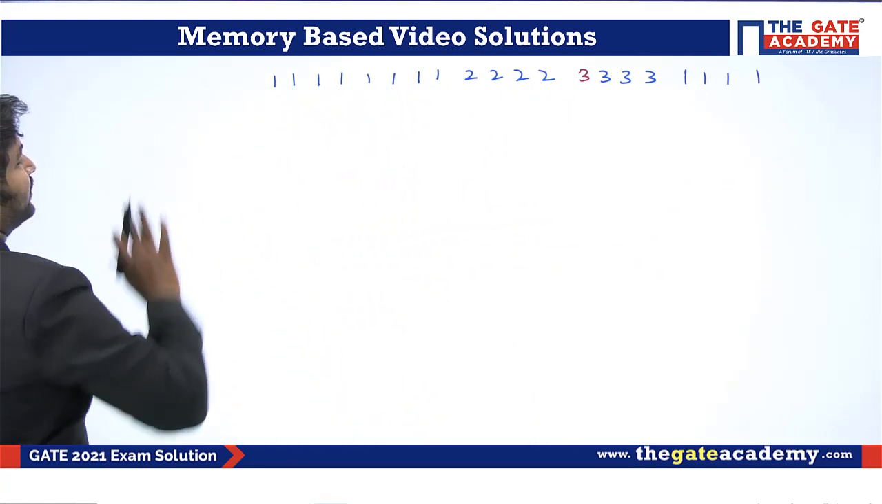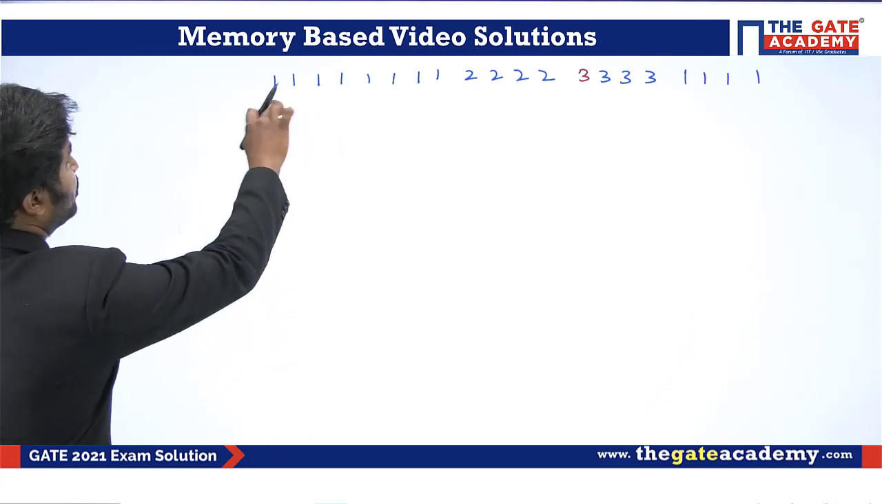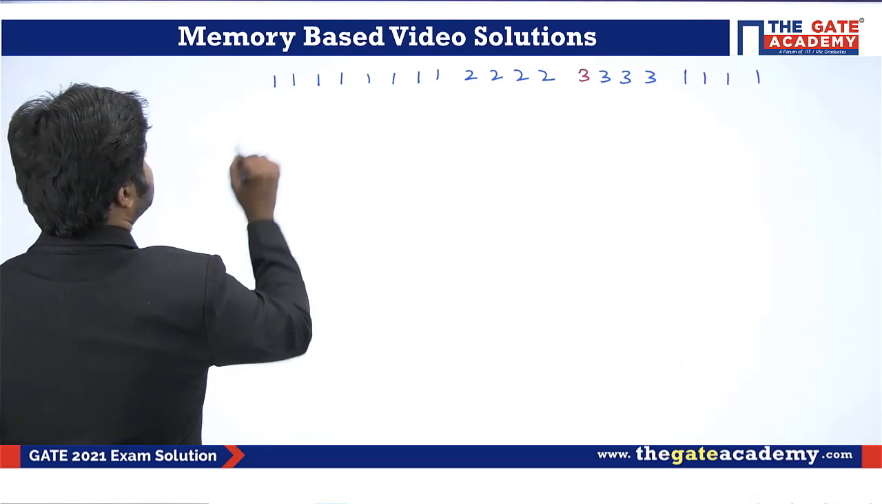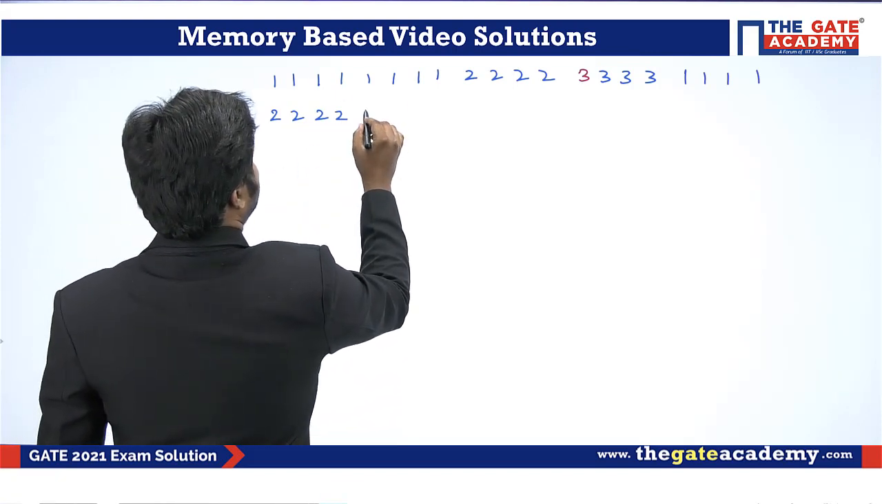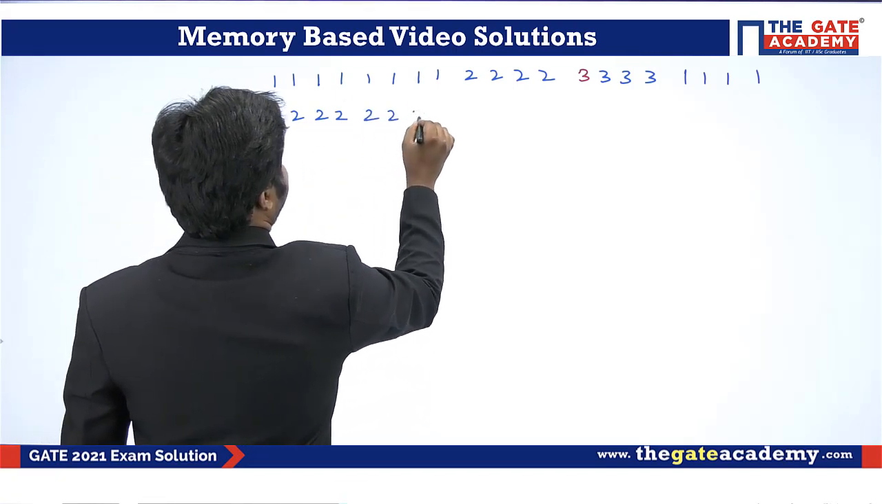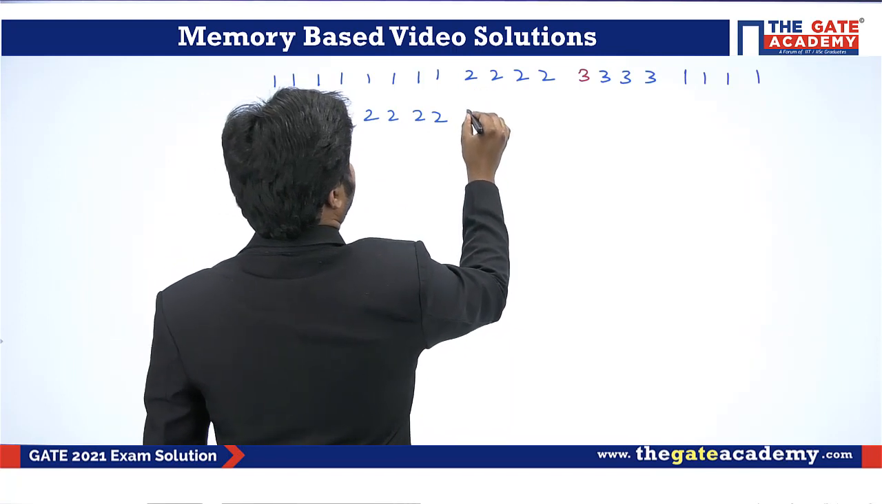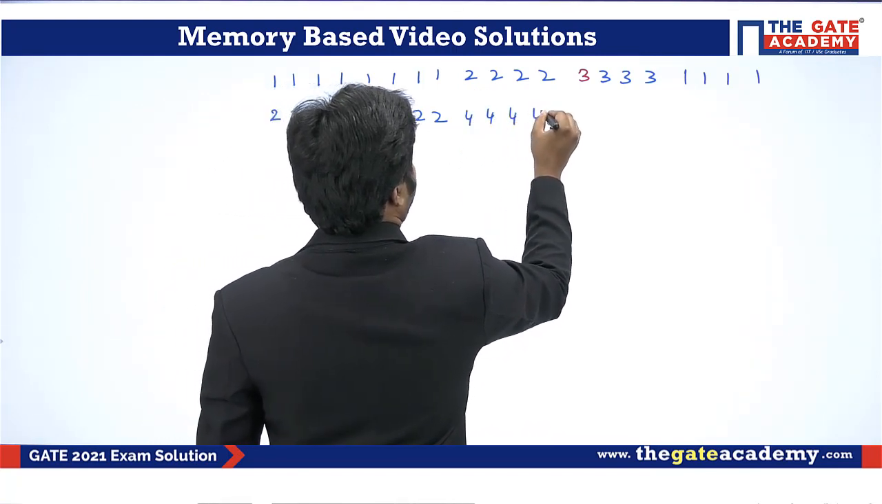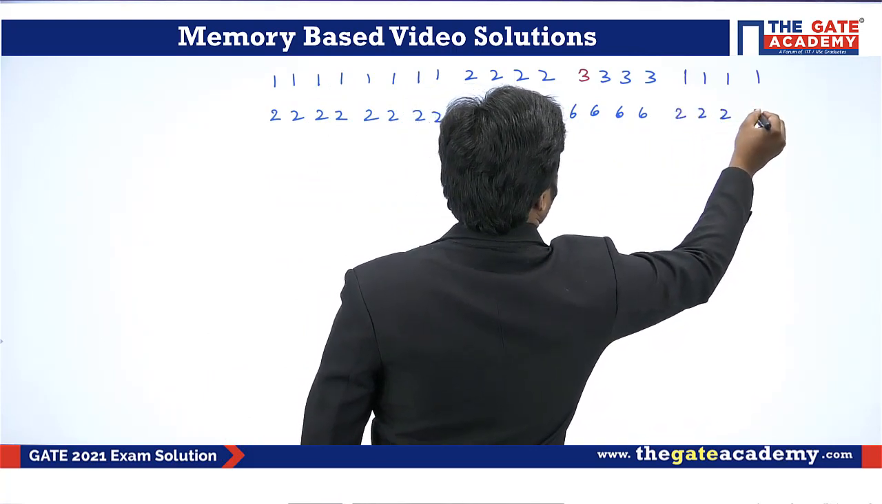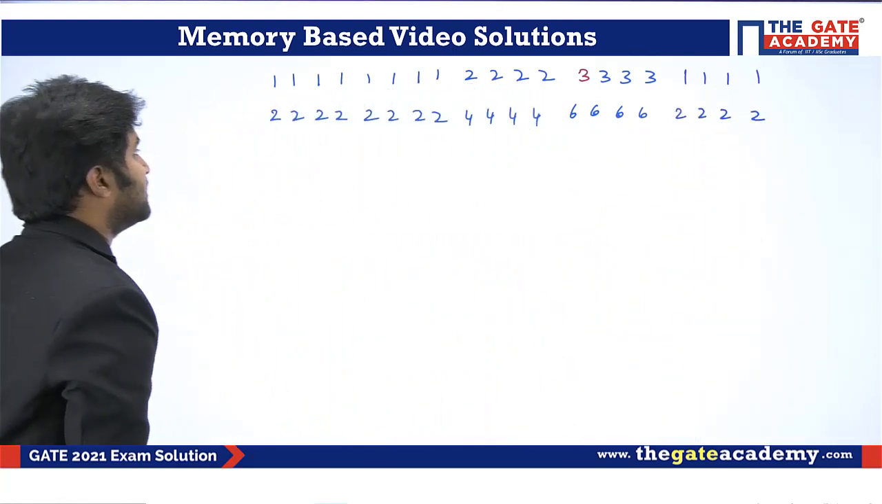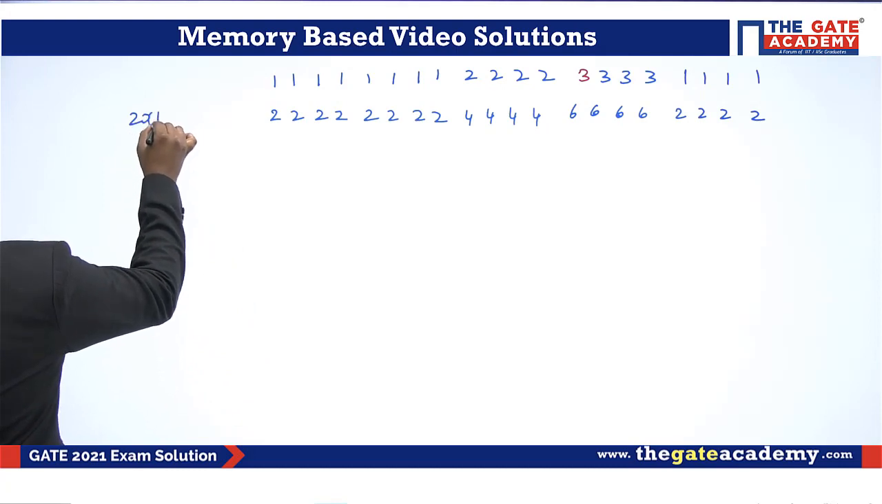Now, this is x of n, my dear students. What I want is 2 into x of n. So 2 into x of n means 2, 2, 2, 2, again the same, and then I have 4, 4, 4, 4, 6, 6, 6, 6, and then 2, 2, 2, 2. So this is nothing but 2 into x of n.